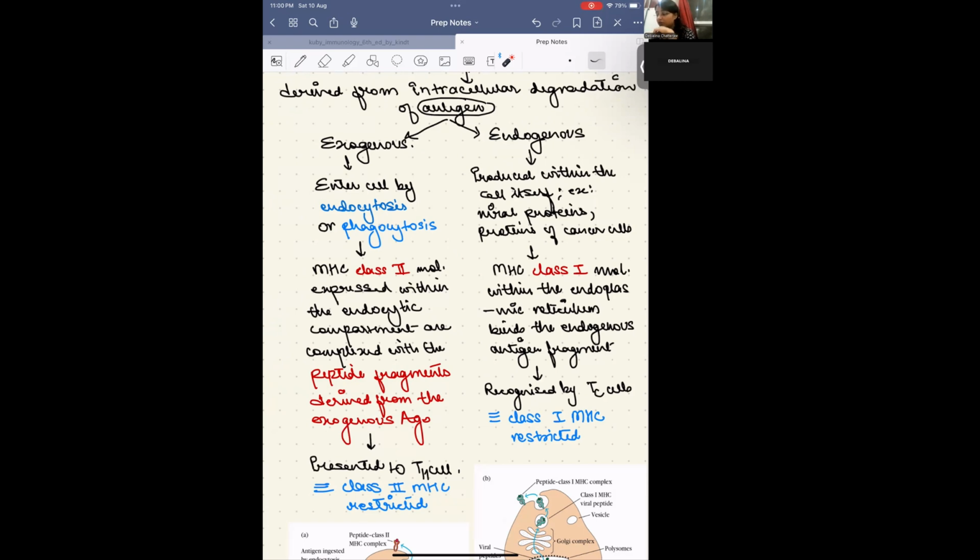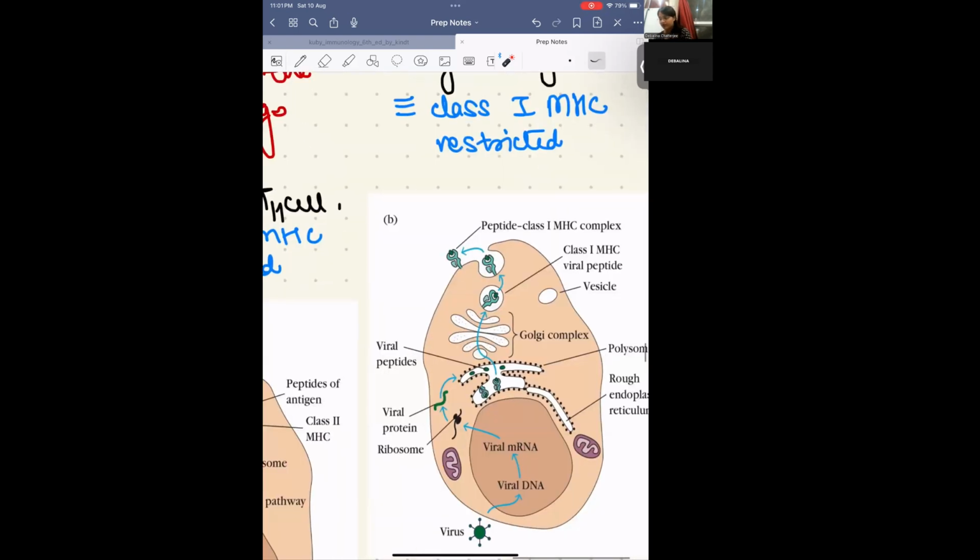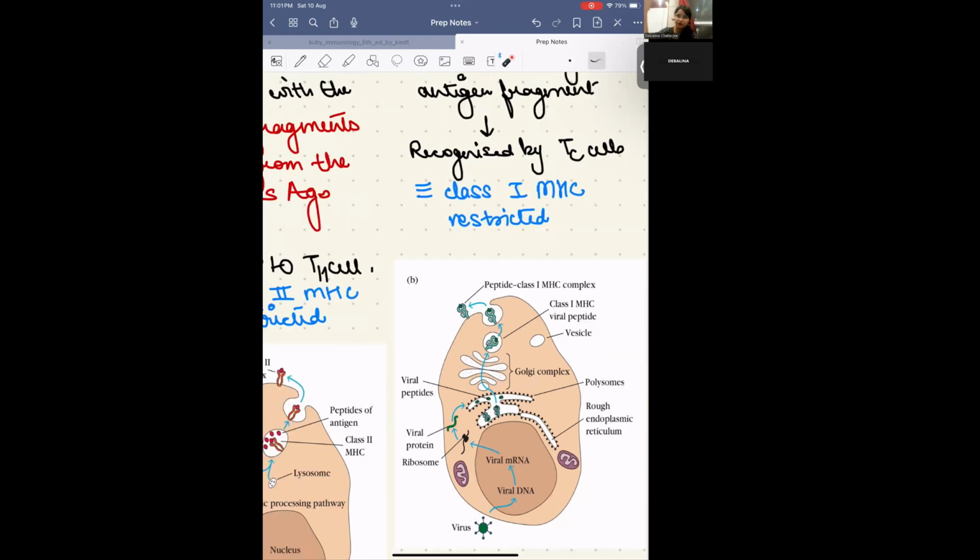So if we have an intracellular pathogen, which means that there is some foreign something present inside of the cell, it is produced within the cell itself, such as viral proteins or some proteins present on the cancer cell. So if there's a viral protein, this virus makes its home inside of the host, right? So we have a virus infecting over here. It produces the viral DNA, the viral mRNA, and ultimately a viral protein is synthesized. This protein, because every protein that has to be trafficked further has to enter the Golgi and the ER network. So essentially the endomembrane system.